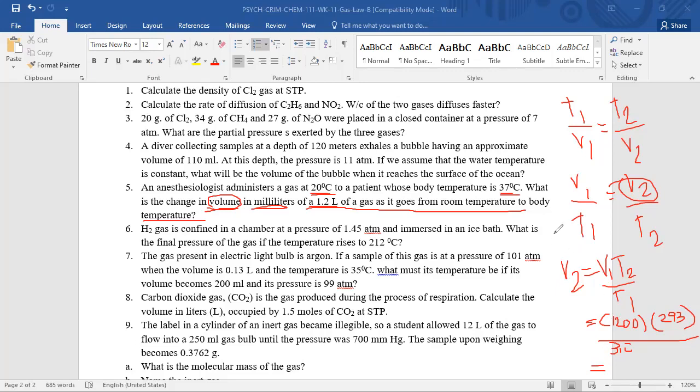So ano yung volume natin final? That is 1134. Ayan, 0.19. Teka lang. Napagbaliktad natin. Sabi ko na nga ba. So ayan, napagbaliktad ko ang temp natin na nilagay. Dito dapat yung 310 natin. Dito yung 293.